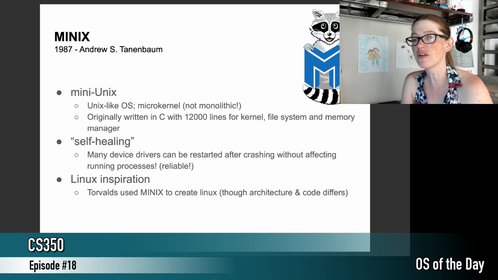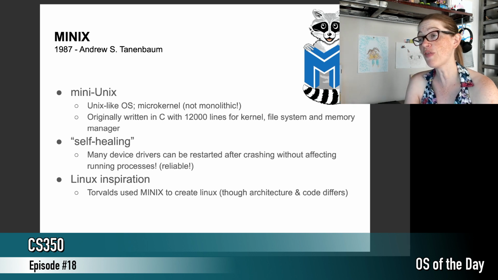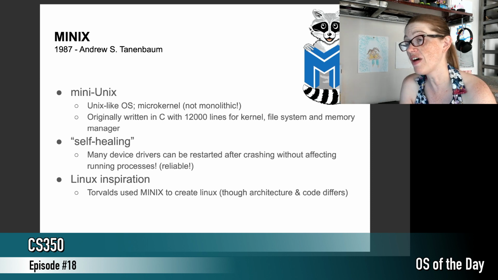So the original version of Minix, which was written in C, was actually only 12,000 lines for the kernel, the file system, and the memory manager. And if you think about it, that's actually really impressive, because if we look at OS 161, it's bigger than that. In fact, it's twice that big. Now, admittedly, OS 161 has a few other features, but that wouldn't add up to that many lines.